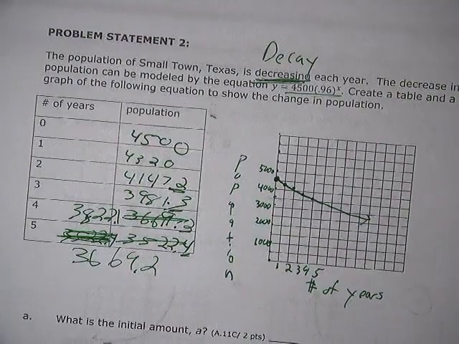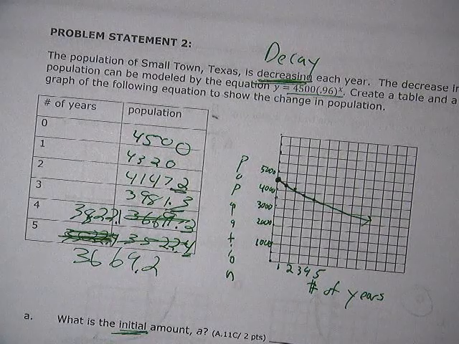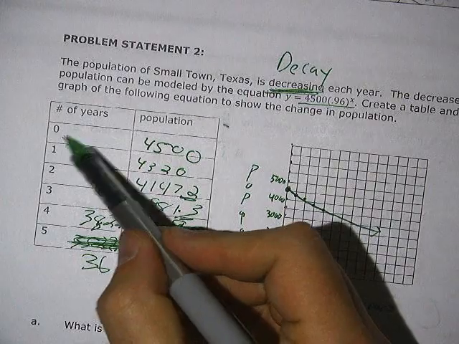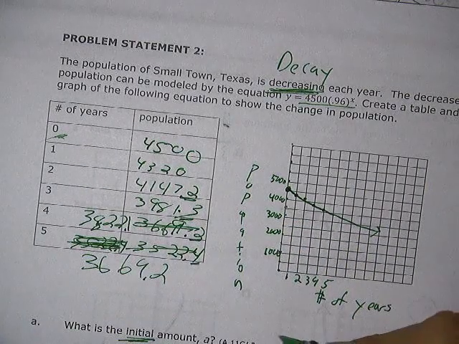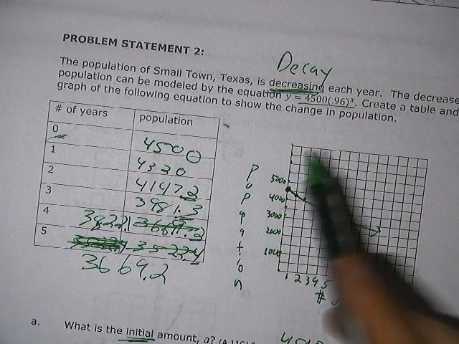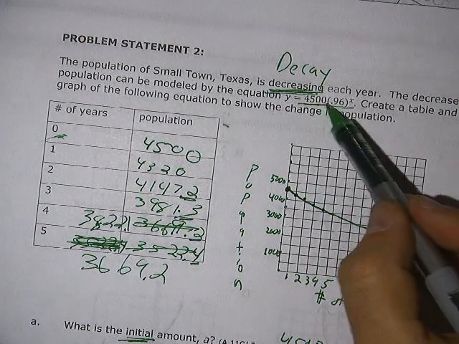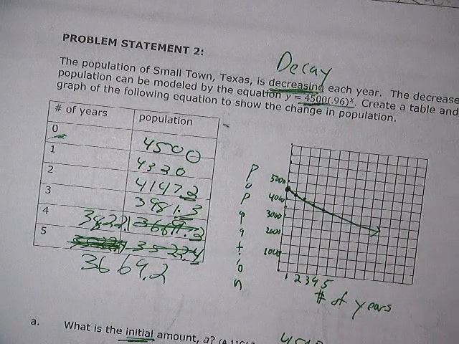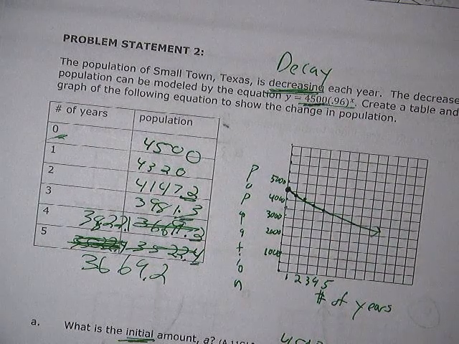Okay, now part A, what is the initial amount? Initial is always the starting value, or what we had when x equals 0. So our initial amount is 4,500. Also keep in mind that when we did our growth and decay equations, the initial amount, the P value, was always the one out at the very beginning. So 4,500 still tells you the initial amount there.